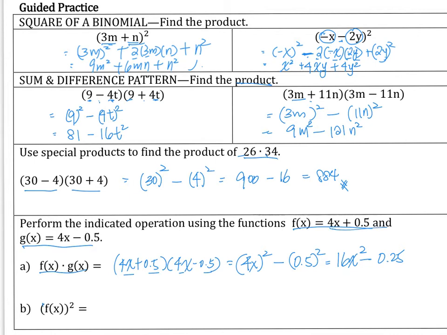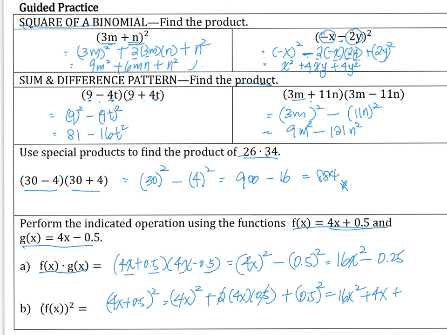In the next one, we're going to have to take f of x squared. So basically this expression, 4x plus 0.5, and we square it. Now we're going to have to use the square of a binomial to expand this. So I'm going to take 4x, square this, and take 2 times 4x times 0.5 plus 0.5 squared. And this will make 16x squared, and the 2 and 0.5 cancel out. So this will be 4x plus 0.25.